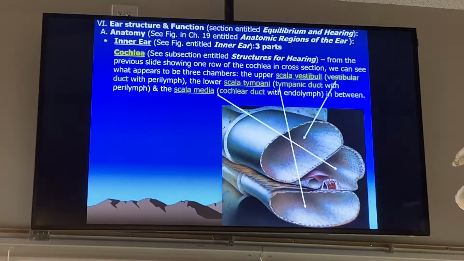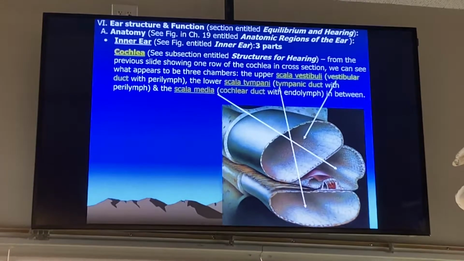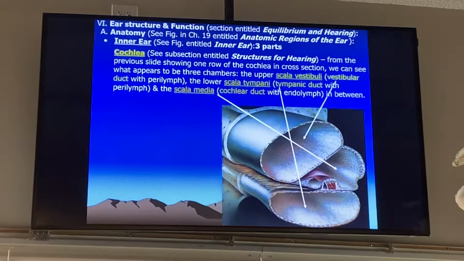The scala media is the membranous labyrinth. That's why there's endolymph in the scala media or cochlear duct, and perilymph in the other 2. That's why there's perilymph in the other 2, because it's the same chamber. That perilymph flows right from one to the other at the apex.